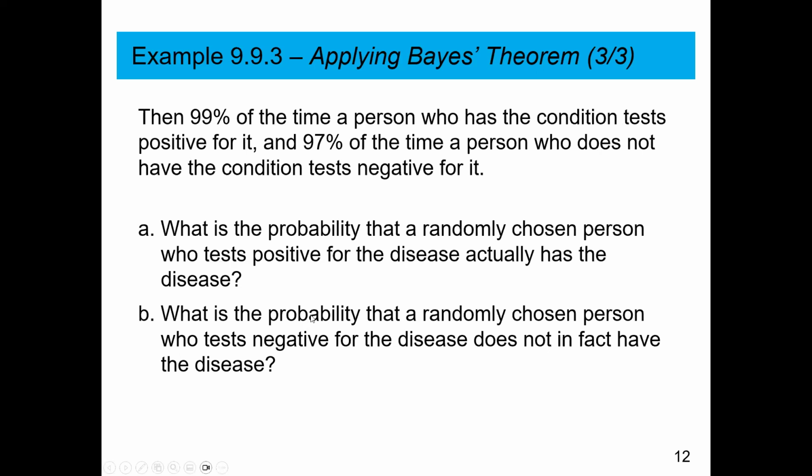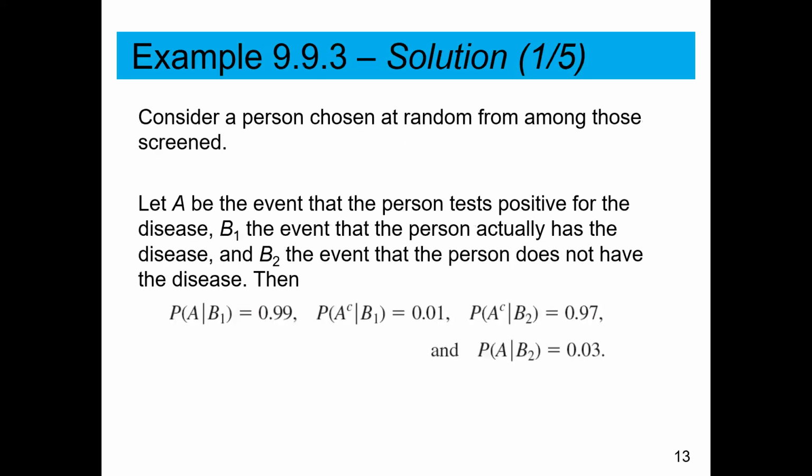Because remember, there's actually 4 outcomes. Either someone has the disease and they test negative, they don't have the disease and they test negative, they have the disease and they test positive, or they don't have the disease and they test positive. So there's 4 possible scenarios that we really have in this situation to deal with. So let's consider a person chosen at random from these screened.